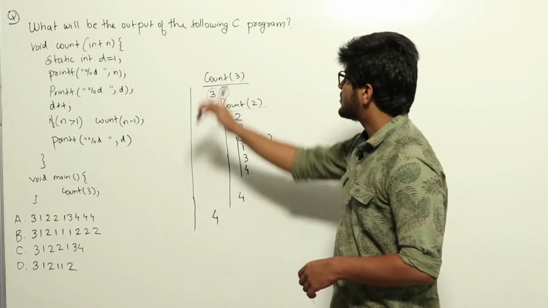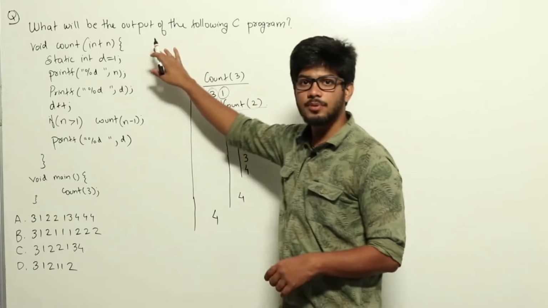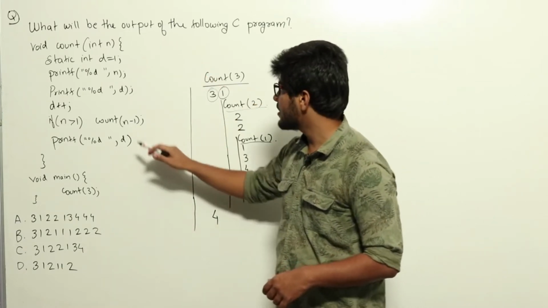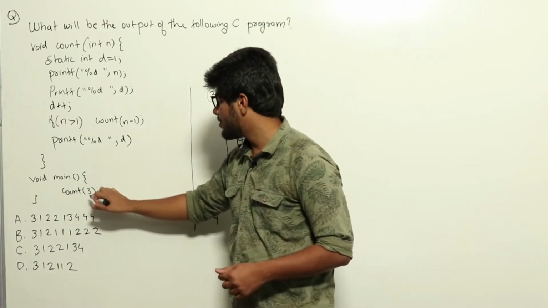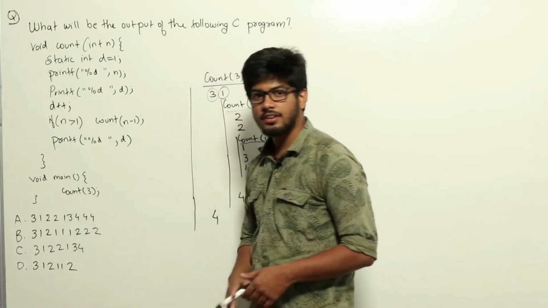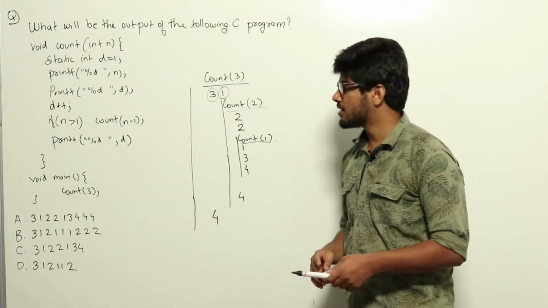This is a C programming question here. In the question, they have given us this particular code snippet and they are asking what the output of the following program would be when in the main function we are calling count of 3 and 4 options have been given. So let's take a look at how the function calls proceed.